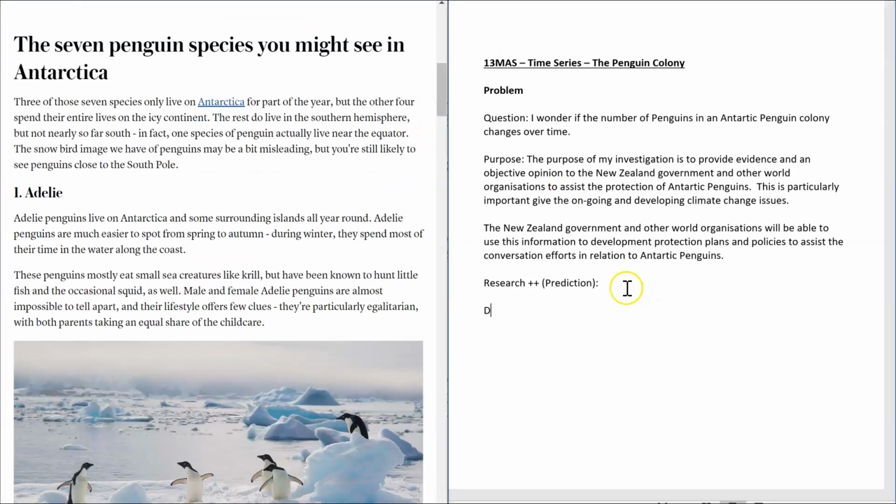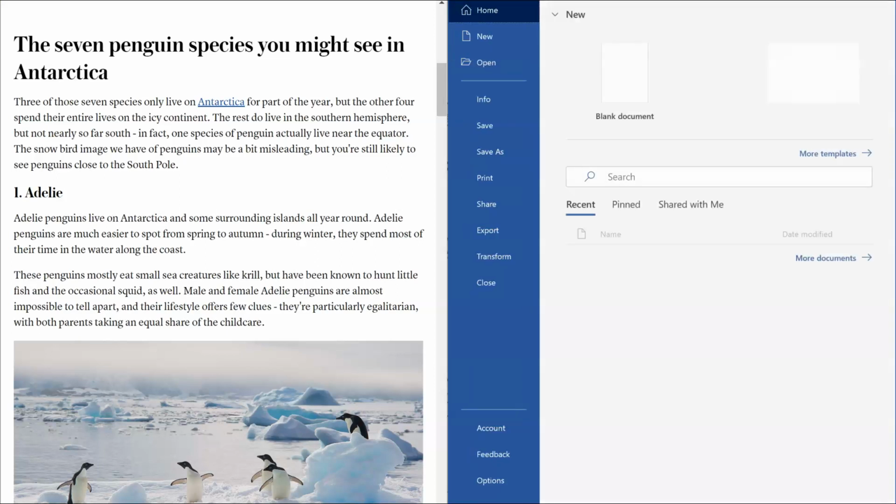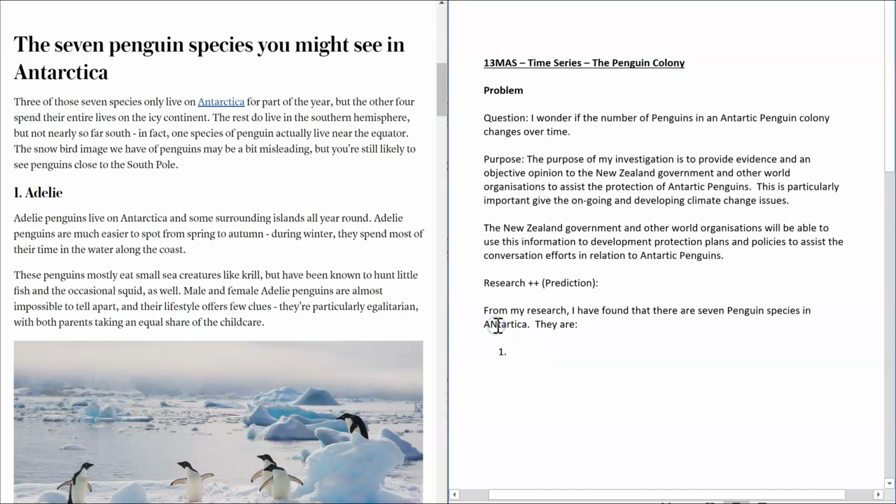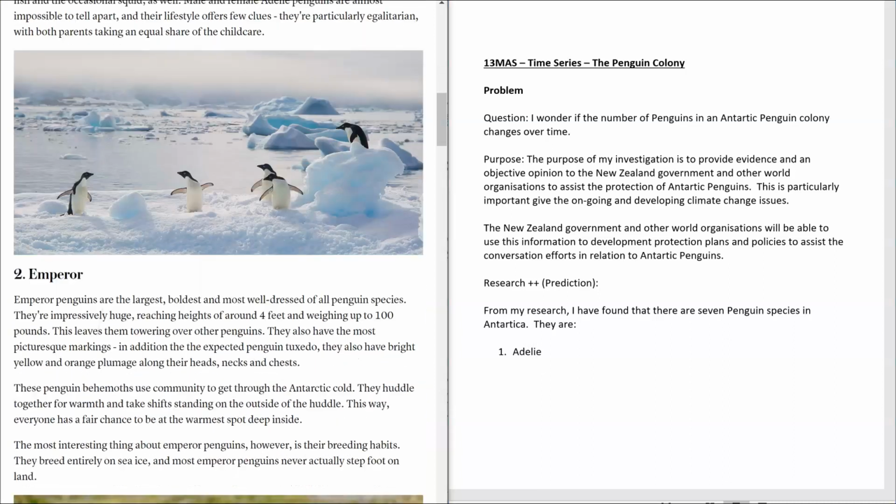Okay, so from my research, I have found that there are 7 penguin species in Antarctica. They are, and we'll just get some formatting stuff. We'll get a number list going just to list them all. So they are the Adelie. I'm not really sure how to pronounce these.